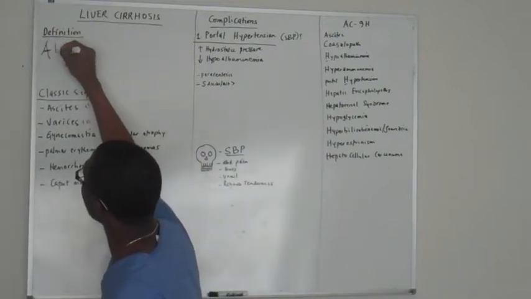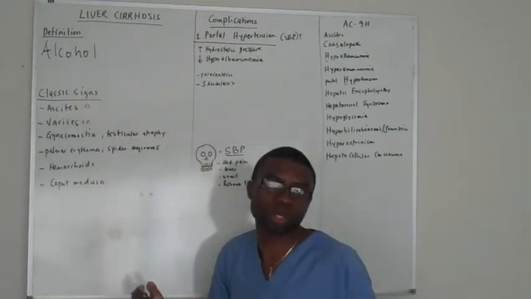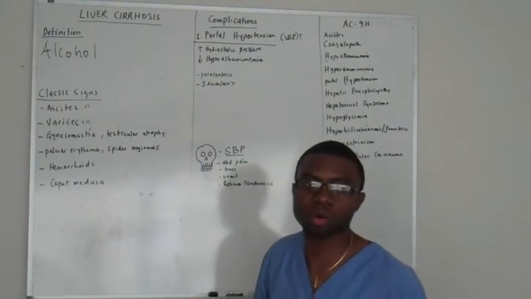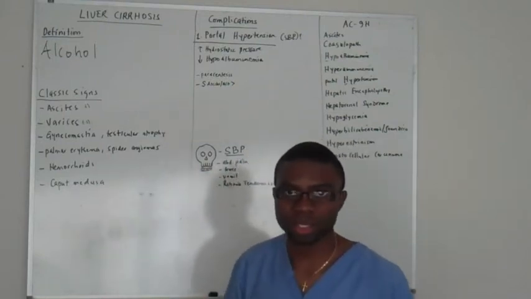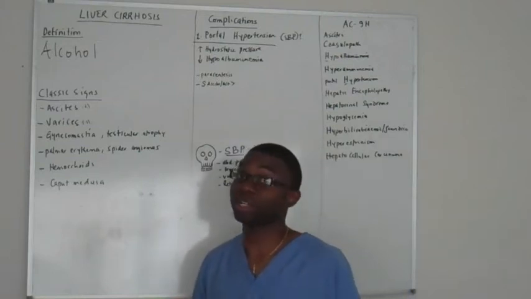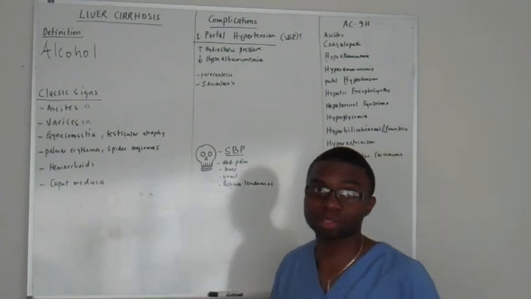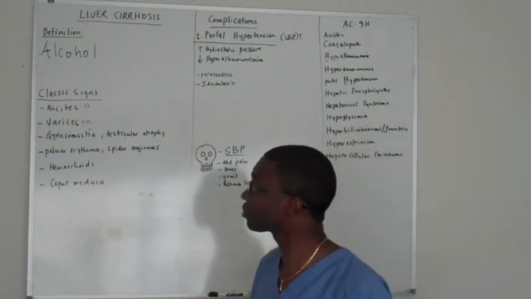So I'm just going to write alcohol here for a second. It's just the most common thing. So you hear about alcoholic liver cirrhosis or alcoholic liver damage. That's what we're talking about. Alcohol is converted to acetaldehyde, which is actually a toxin, and it stimulates your stellate cells to produce fibrotic tissue.